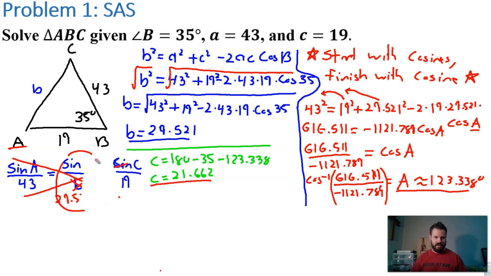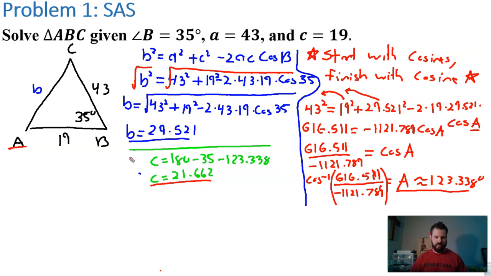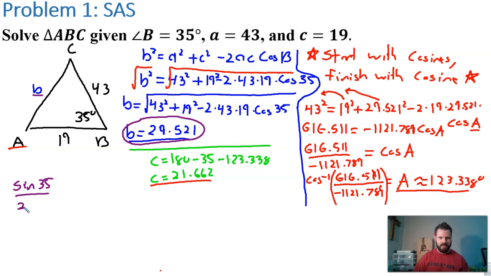Let's go back to my step where I found B. And again, it might be tempting to say that sine of big B, 35, over little b, the 29.521, is equal to sine of A over 43. Because it looks like that would work.